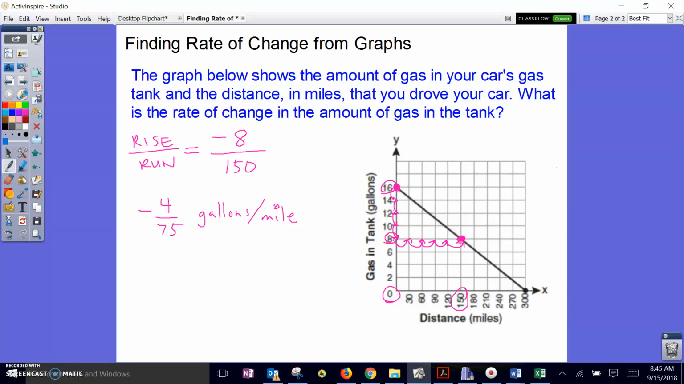All right, that concludes this video on finding rate of change from graphs. We highlighted some of the important characteristics. Please make sure you're paying attention to the scales on your graph when you do this, and hopefully that will help you to be more successful.